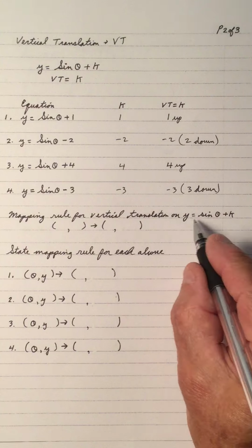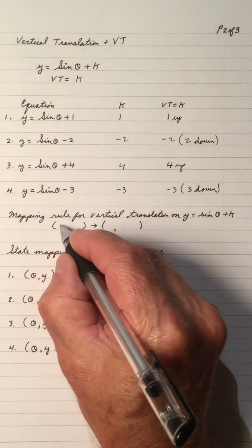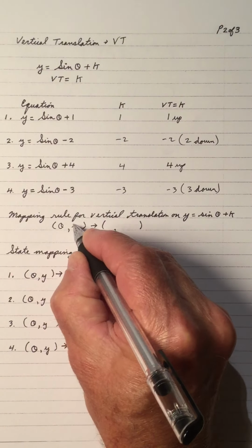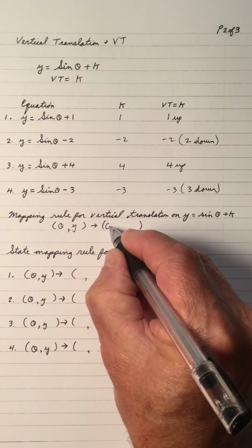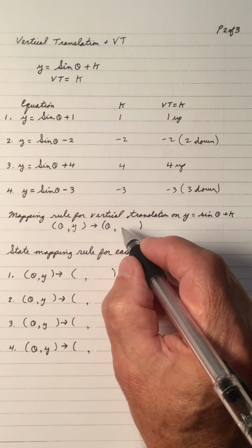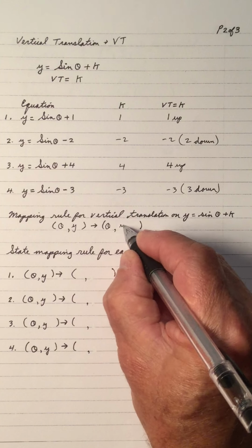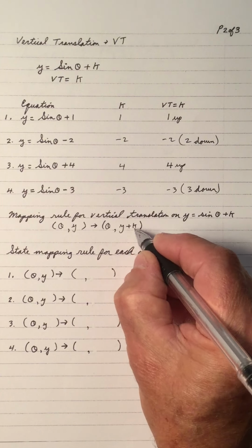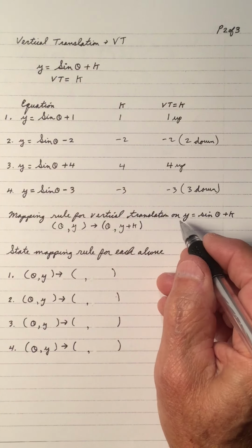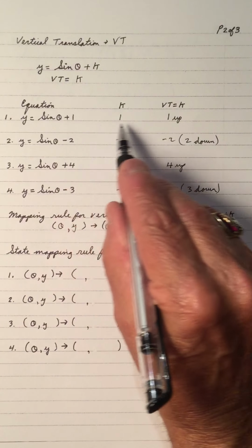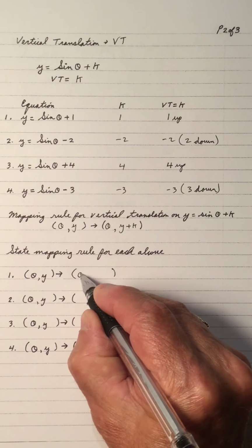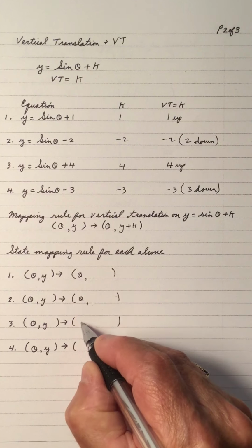And the mapping rule for this equation, with k, is theta, comma, y becomes theta, comma, y plus k. The degrees, the angles are not changed. We're just adding k onto the y value. So according to the mapping rule here, theta is the same for all these because we're not changing the angle.